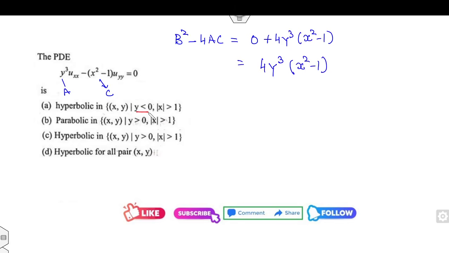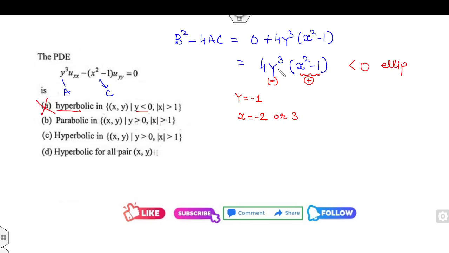Look at the option. When y is less than 0, choose any number, say minus 1. So this number will be negative. Fine. Mod of x is greater than 1, you can choose any number, either minus 2 or plus 3. This number is always positive. This number is always negative. So the product will be less than 0. That means elliptical. But he said hyperbolic.